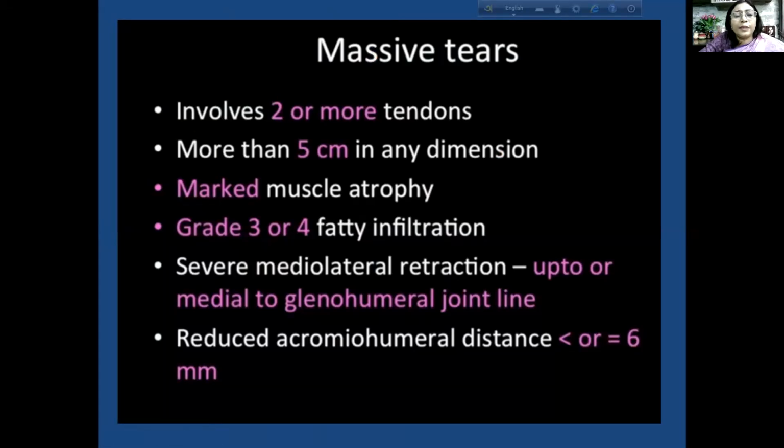So what is the massive tear? When the tear involves more than 2 tendons, or when any diameter is more than 5 centimeters, associated with marked muscle atrophy or grade 3 or 4 fatty infiltration.